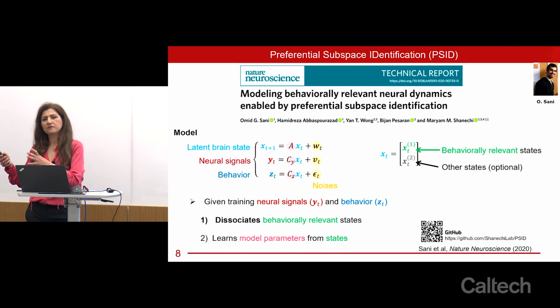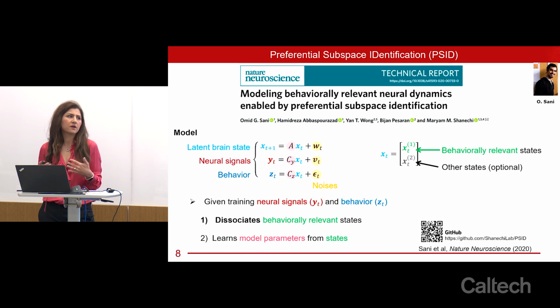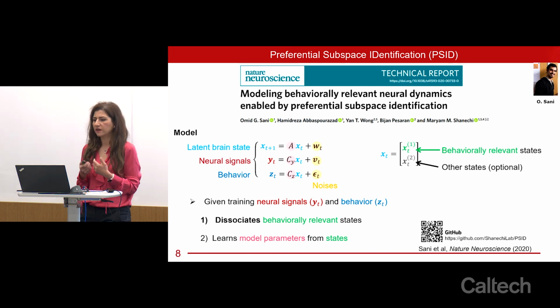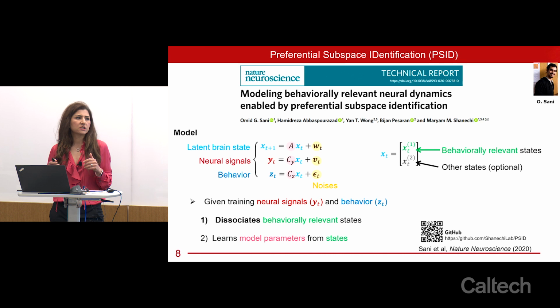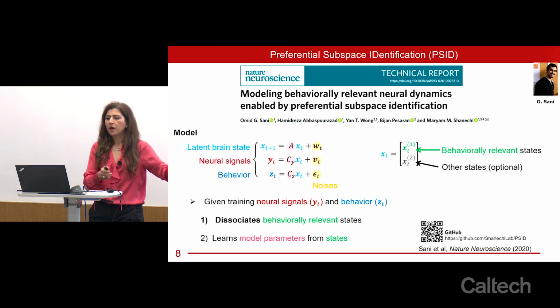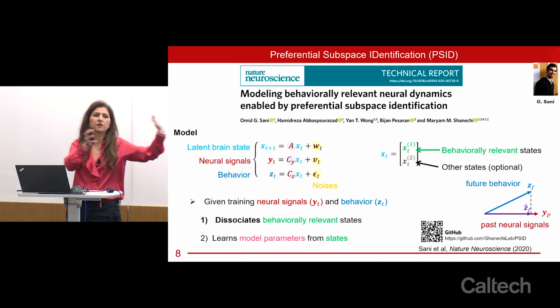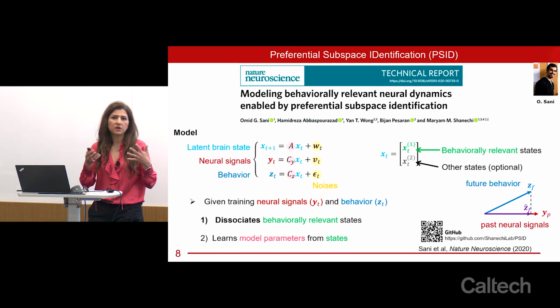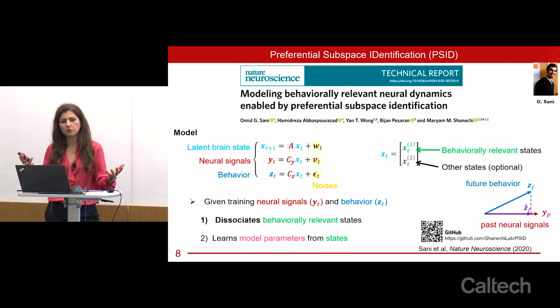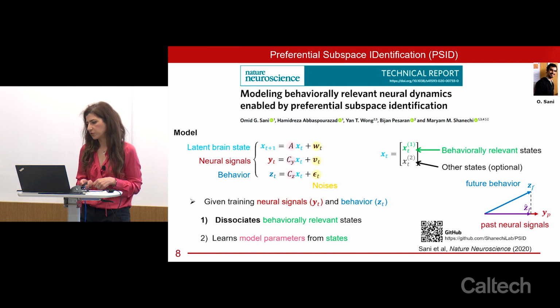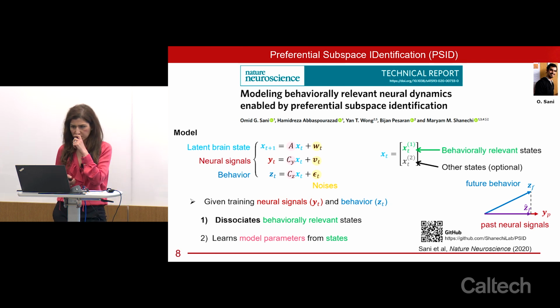Now, in the methods lecture, I'm going to go into the details and the derivation of the learning algorithm. But here, I'm going to just give you some level of intuition as to how this works. So the intuition here is that these green states would summarize everything we know about future behavior in terms of past neural signals. So what PSID does is it projects future behavior signals onto past neural signals. We show that doing this extracts the shared subspace between neural and behavioral signals, and we can fit the model parameters within that subspace. And I'll show you more details in the method lecture.